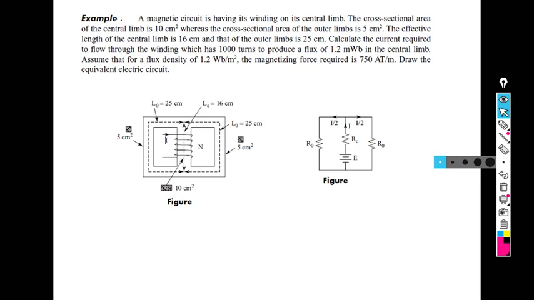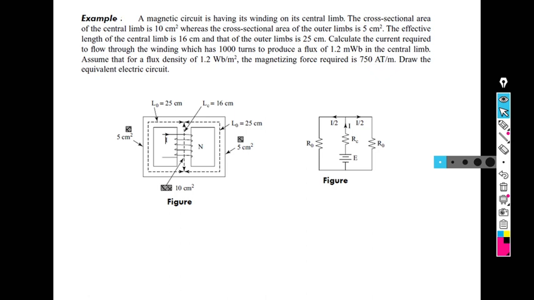You have to find out what is the reluctance of this path. So, you can put it here, whatever the reluctance you will get, that means S is equal to L by mu naught mu r A. So, L is given, L is 16 centimeter. So, you can convert it into meter. Mu naught is 4 pi into 10 to the power minus 7, and mu r is given. What is mu r?